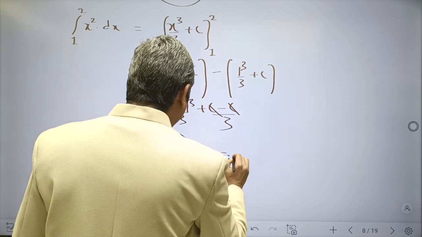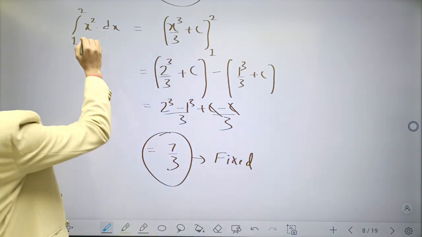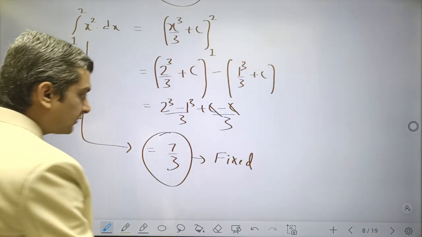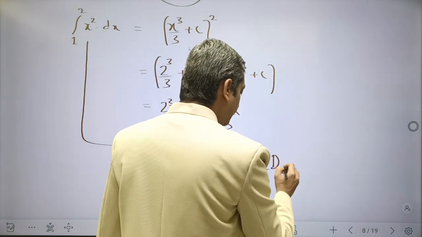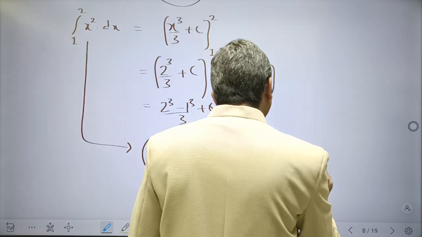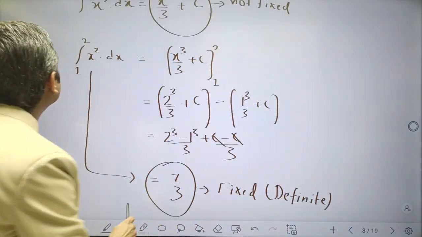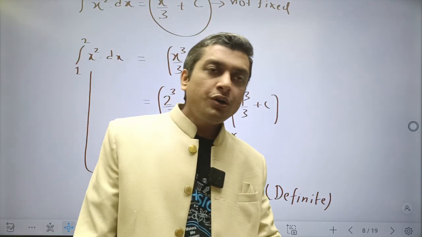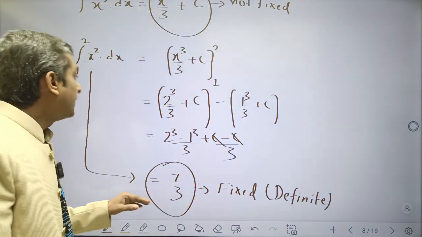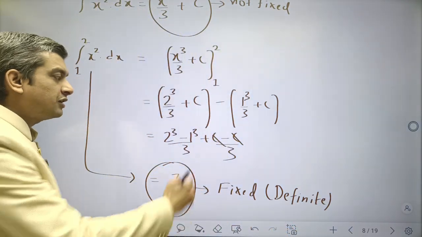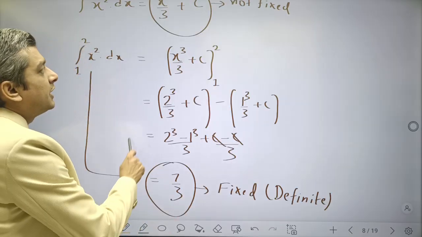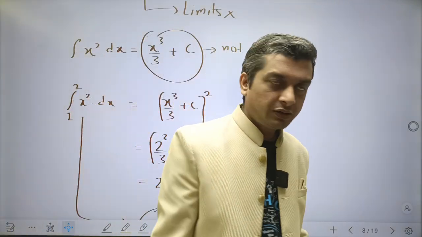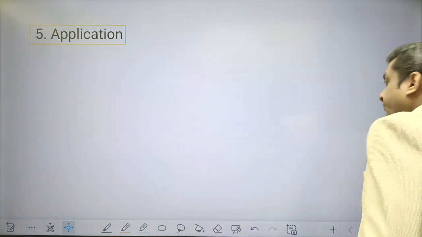Now with limits, this integral has a fixed value, that is 7 by 3. That's why its value is fixed, or you can say definite. That's why this is known as a definite integral. So always, integrals with limits are known as definite integrals, and you don't need the constant of integration in a definite integral, because ultimately it gets cancelled. And in an indefinite integral the value is not fixed. That's why it is called so.